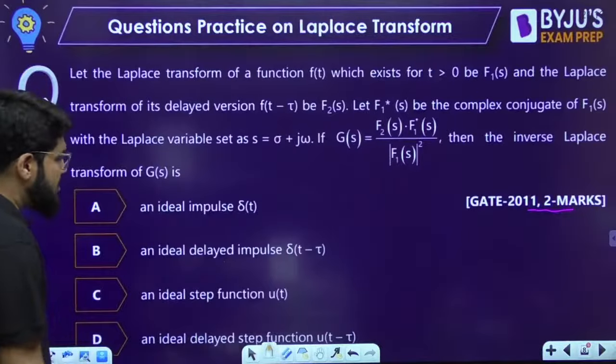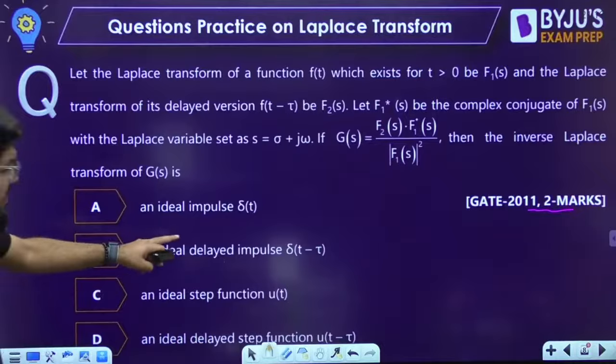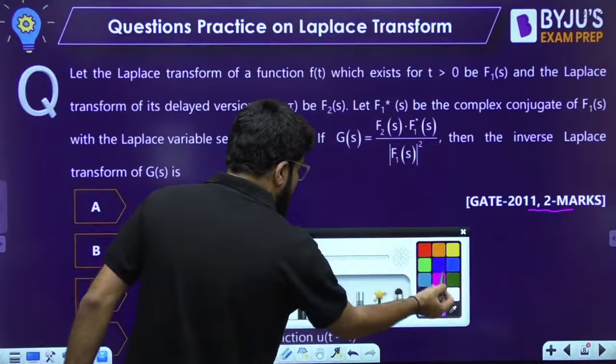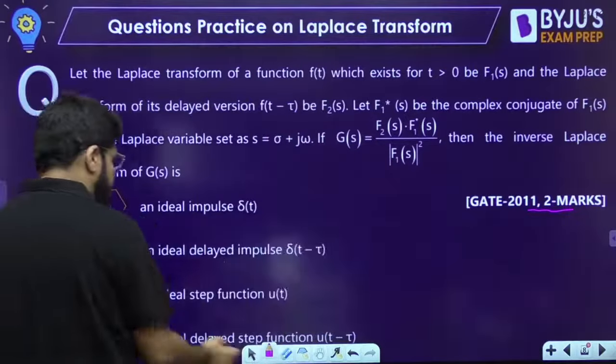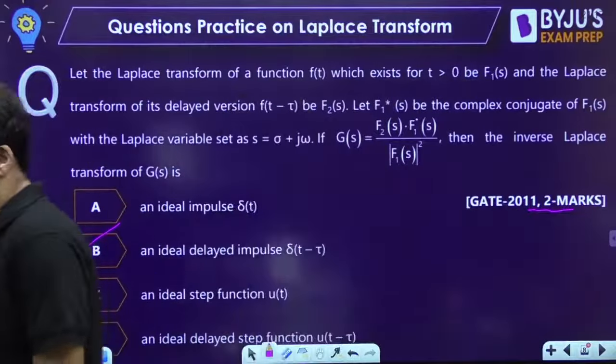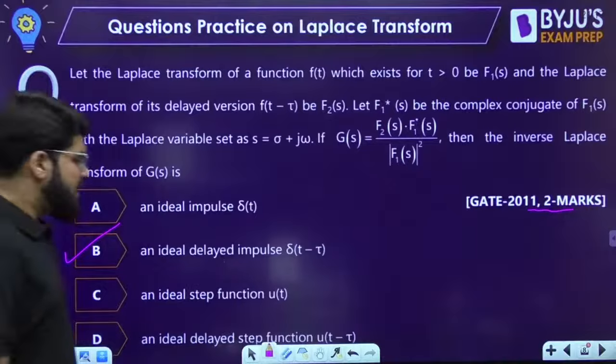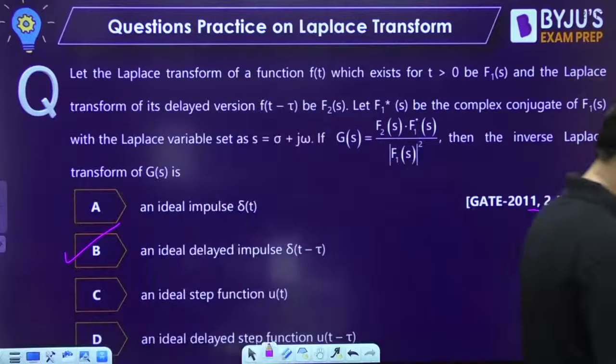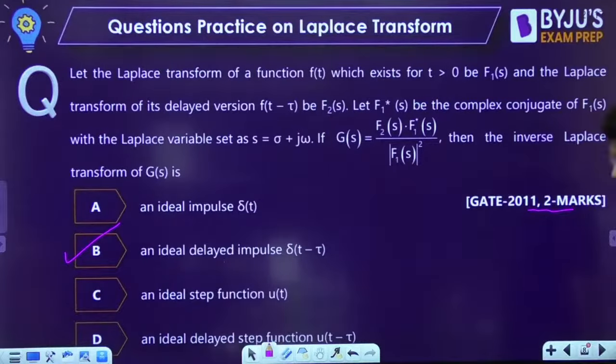Okay, so the answer should be an ideal impulse that is delayed, delta t minus tau, and the correct answer here is going to be option number B. The correct answer is B. Right, everybody? The correct answer is an ideal delayed impulse delta t minus tau.